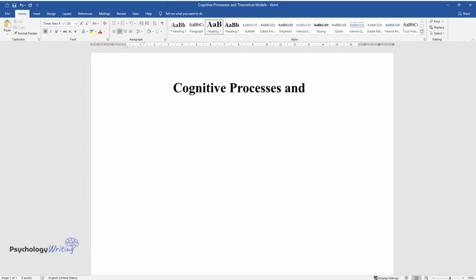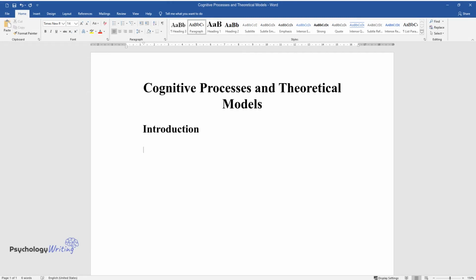Cognitive processes and theoretical models. Introduction. A theoretical model is a theoretical and schematic representation of reality using idealized abstractions and objects.